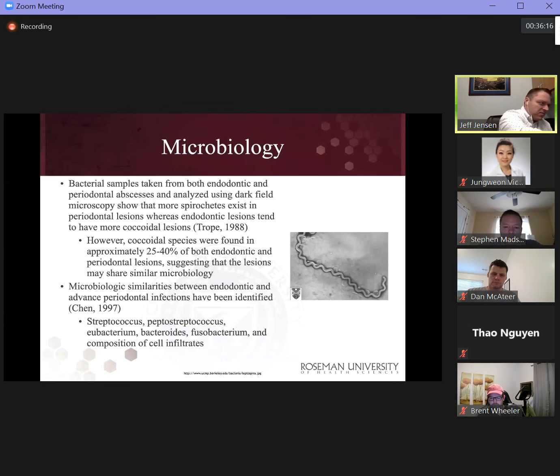So a little bit of microbiology. We won't spend a ton of time on this. There have been some studies that have taken bacterial samples of both endodontic and periodontal abscesses, and tried to compare what differences may be in the microbiology of these two lesions. So in this study, they found that spirochetes are found more abundantly in periodontal lesions, which if you've seen some of the literature on that makes sense.